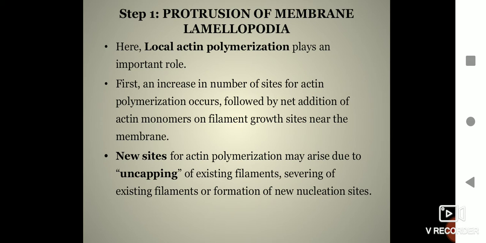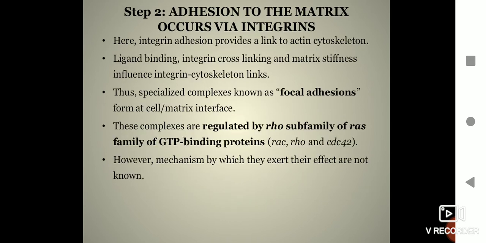Explanation of each step. As I told you, the first step is protrusion of the membrane, the lamellipodia. Here the number of sites of actin polymerization occurs in such a way that more actin is available when the extension of the lamellipodia is taking place. That extension will lead to binding of the lamellipodia to the ECM through the actin polymerization process.